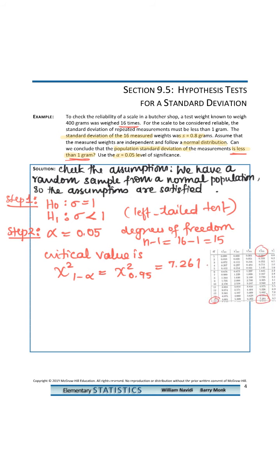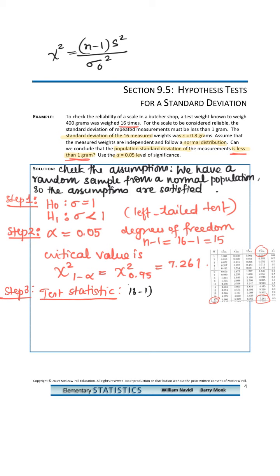Now compute the test statistic. I'm going to write the formula at the top. The test statistic chi-square equals n minus 1 times s square divided by sigma naught square. So 16 minus 1 times 0.64 divided by 1 square, that is 9.6. That is the test statistic. Test statistic chi-square equals 9.6.